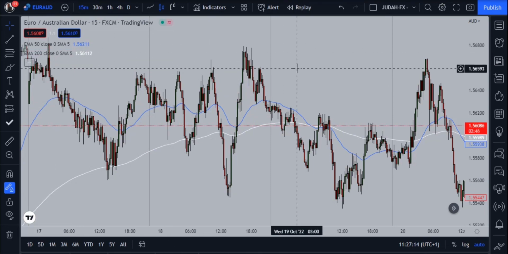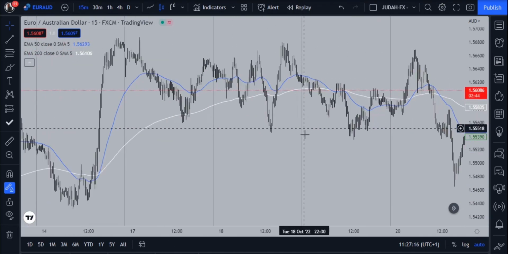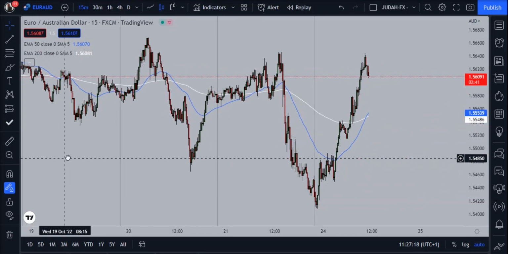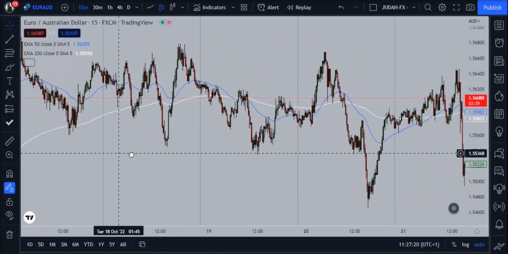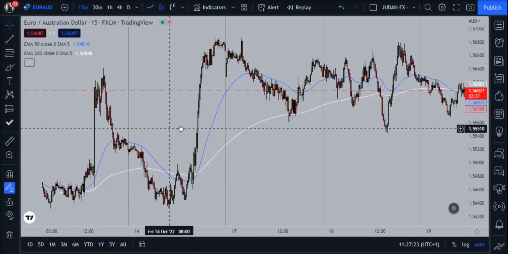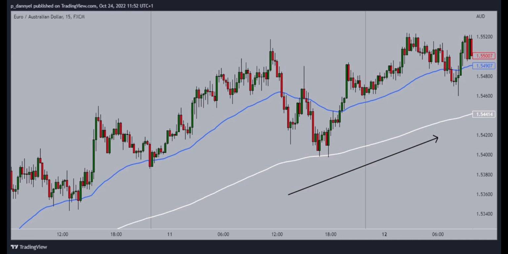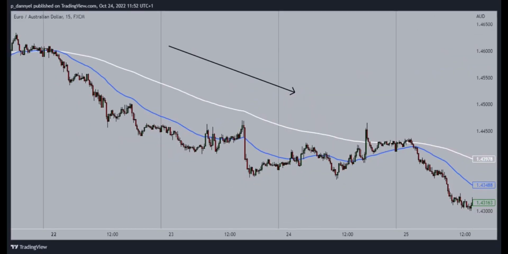Now I'm about to show you the strategy, so pay close attention. We're going to be using the moving averages for trade bias. Meaning, the moving averages are going to tell us the direction we should be trading. Which is the direction of the trend. If the 50 moving average, the blue one, is above the white 200 moving average, that means price is in an uptrend. And if the 50 is below the 200 moving average, then price is in a downtrend. In an uptrend, we're going to be looking for only buys. And in a downtrend, we'll be looking for only sells.